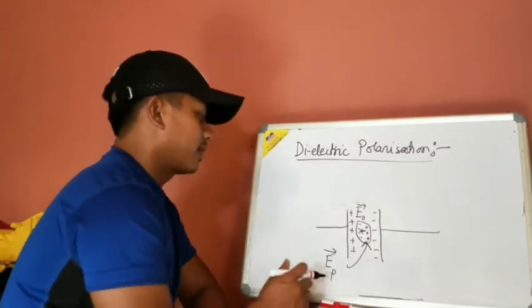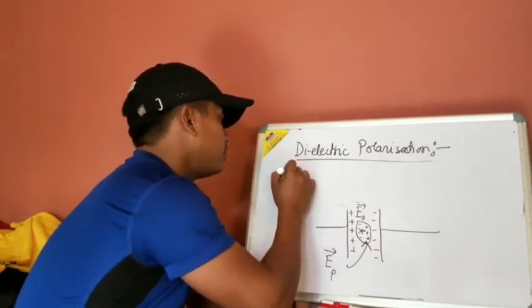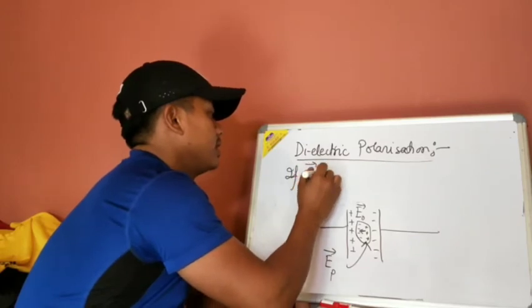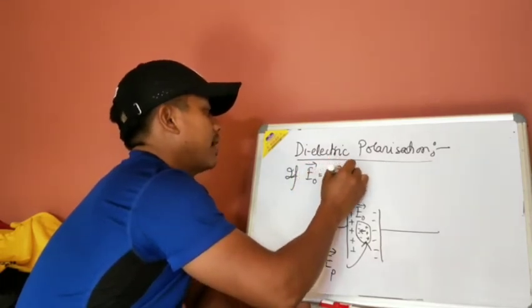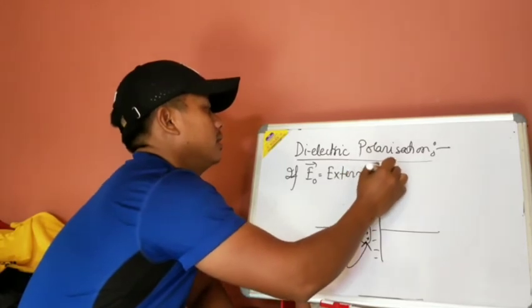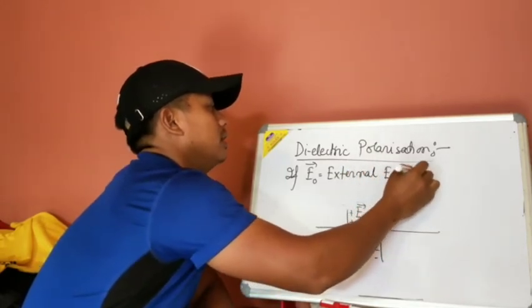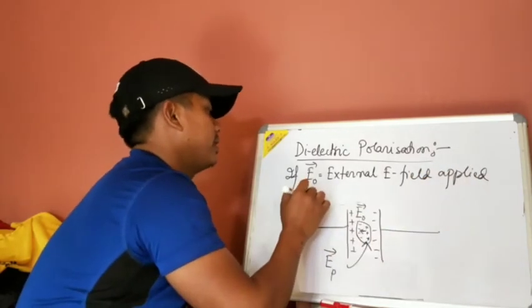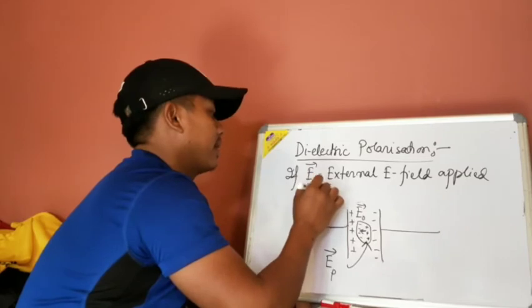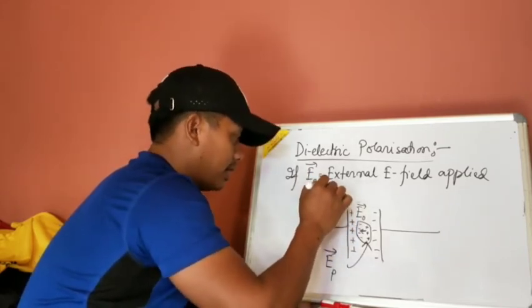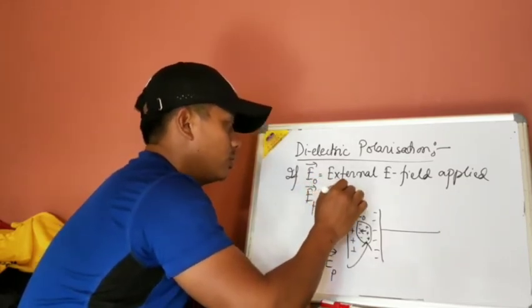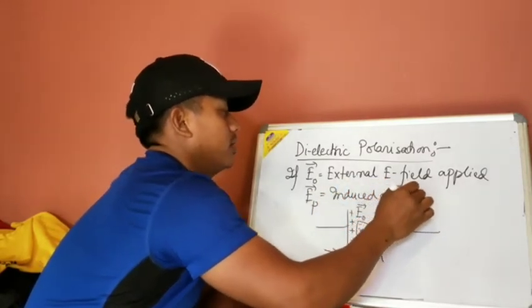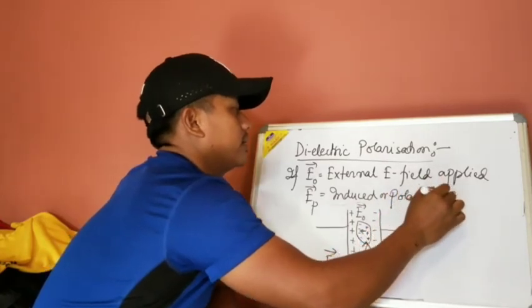As I have told you, E naught is the external electric field applied. Then EP vector is nothing but the induced or polarized electric field.